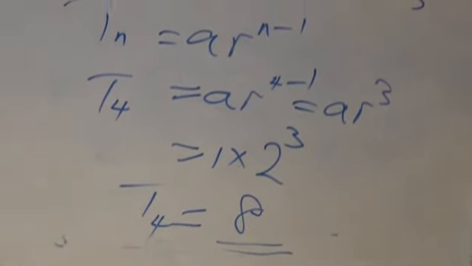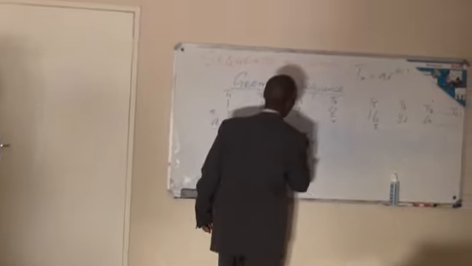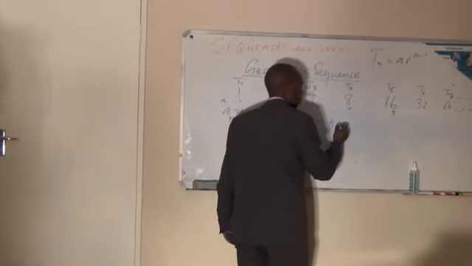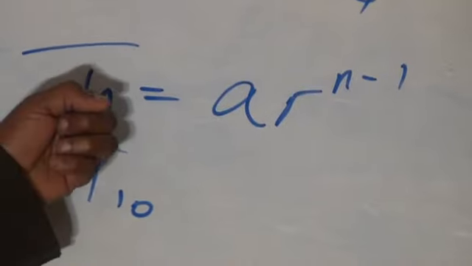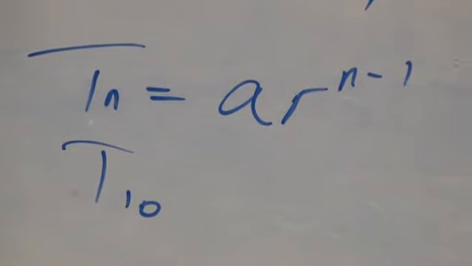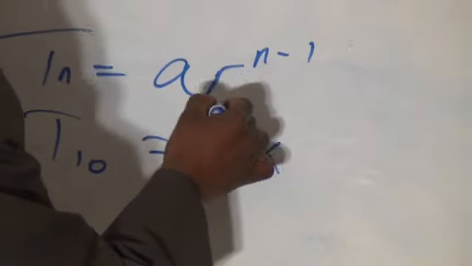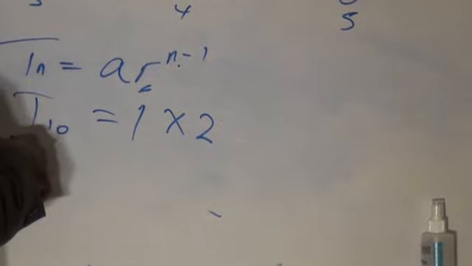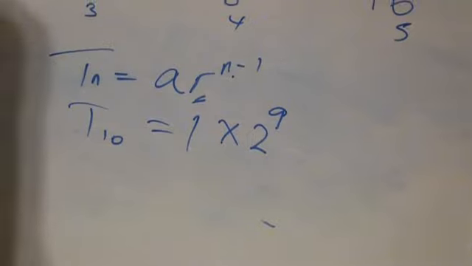So what will be our 10th term? All that means is, we know that in general, an nth term is a r to the n minus 1. So if we want the 10th term, this means that n equals 10. We know what our a is, 1. We know what our common ratio is, 2. Then of course n is equal to 10. So what is 2 to the power 9?